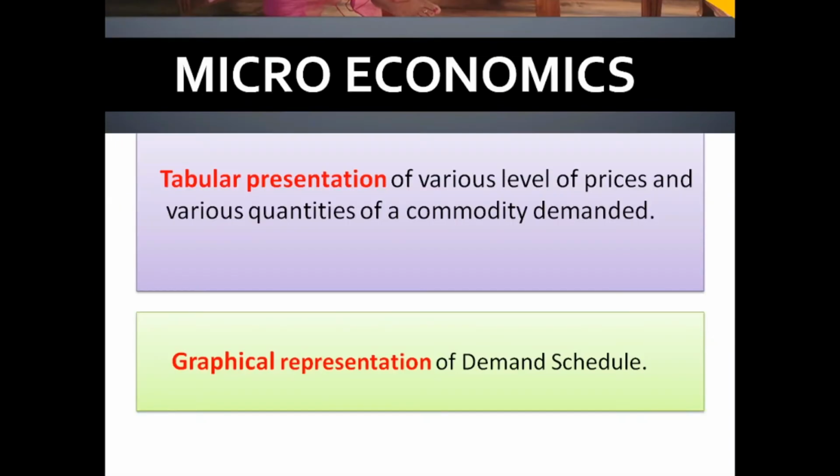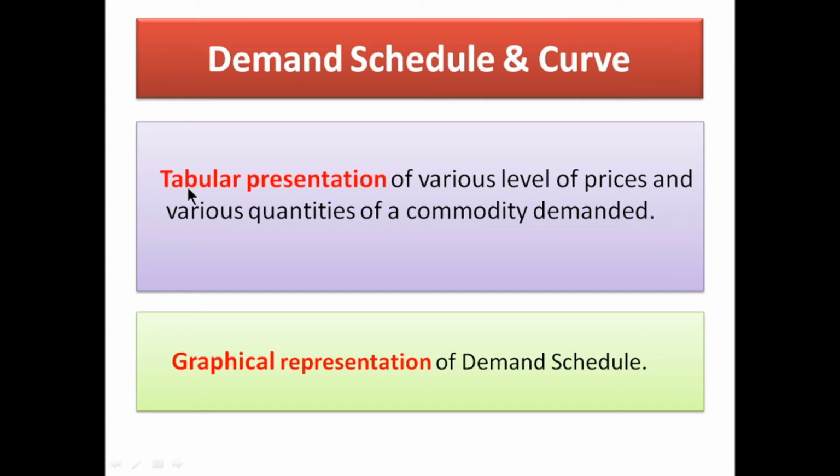Now what is demand schedule? Demand schedule is a tabular presentation of various levels of prices and various quantities of a commodity demanded. In economics, demand schedule is a table which shows how many units of a particular commodity are being demanded at various levels of prices. When we graphically represent a demand schedule, it is known as demand curve.